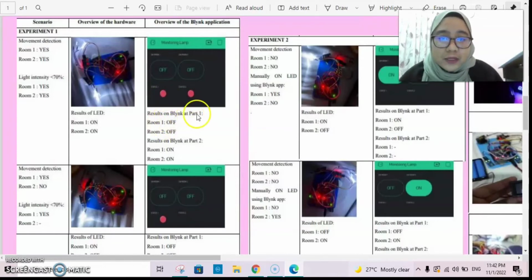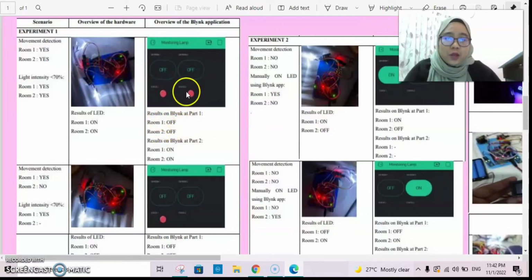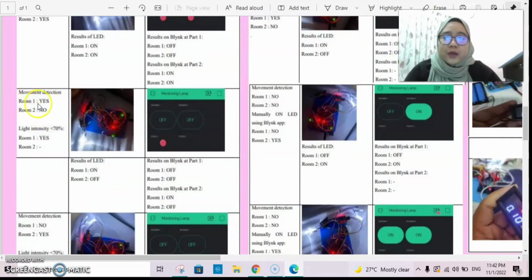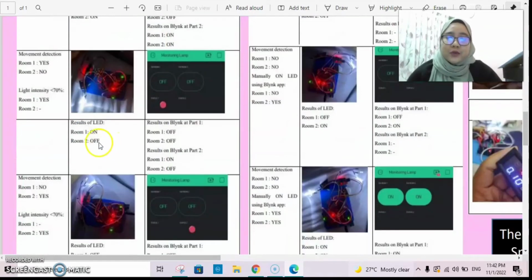Okay, the result on the Blynk at part 1, we can see room 1 and room 2 are off, and then for part 2, it is on. And then for scenario 2, we can see room 1 has movement and room 2 has none, while the light intensity is below 70%, so room 1 is yes and room 2 is no. So the result is the LED will be on at room 1 and off at room 2.